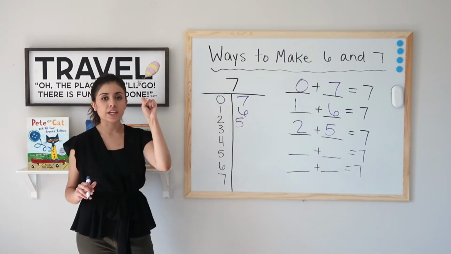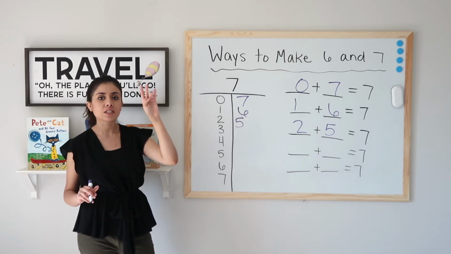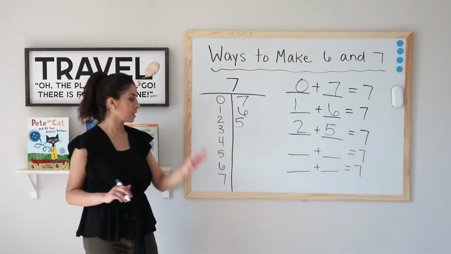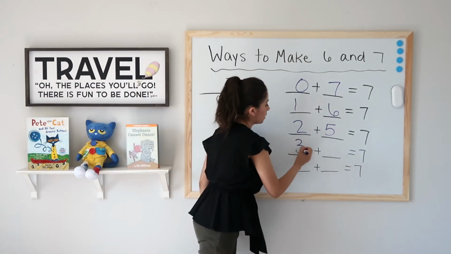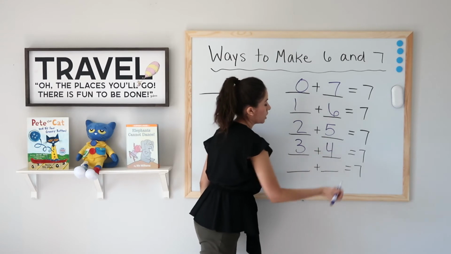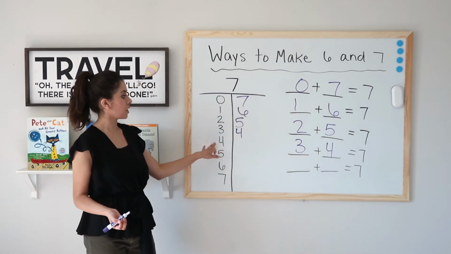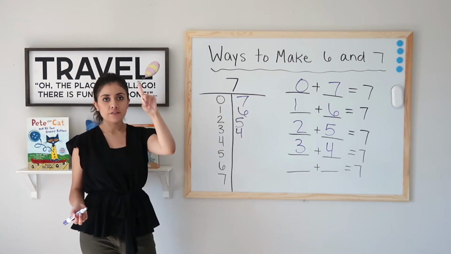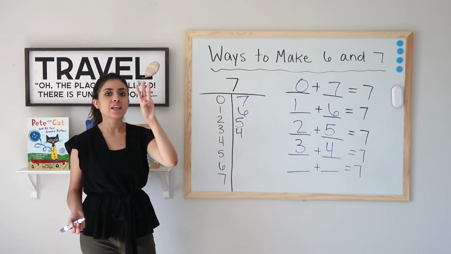3. 3, 4, 5, 6, 7. 3 plus 4 is 7. 4. 4, 5, 6, 7. 4 plus 3 is 7.